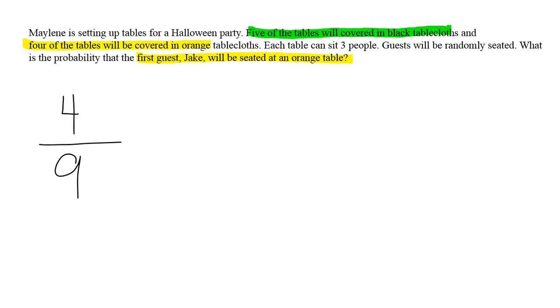Let's make a cautionary note here that this statement, each table can sit 3 people, doesn't really help our question any since we're only talking about our first table, our first guest. If we were talking about multiple people, we would have had to take all of our number of chairs into consideration, but this is just talking about the first guest. So we're only concerned with this first probability. And don't worry about this. Don't try to make that number work in the question just because you see it. Okay?